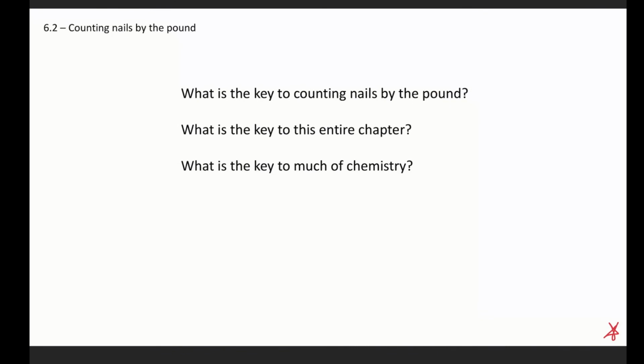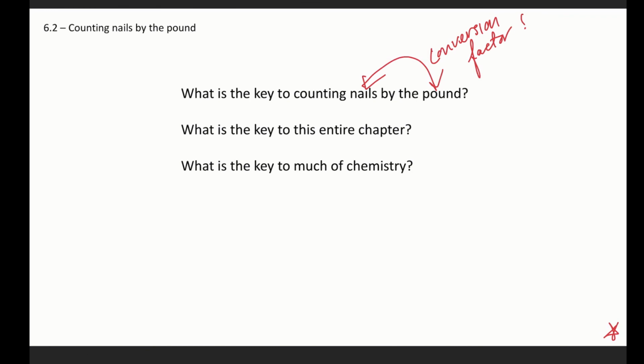All right, finally, we get to section 6.2, where it's just a thinking experiment. Do you understand how a conversion factor works? Because if we want to count nails by the pound, really the key is a conversion factor that relates nails and pounds, or relates nails to something that can then be related to pounds. But really, it's just about conversion factors.